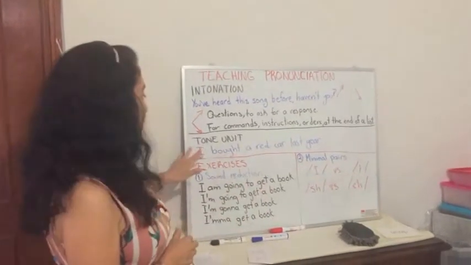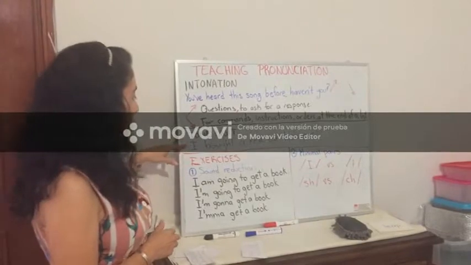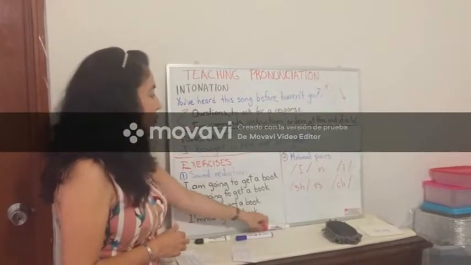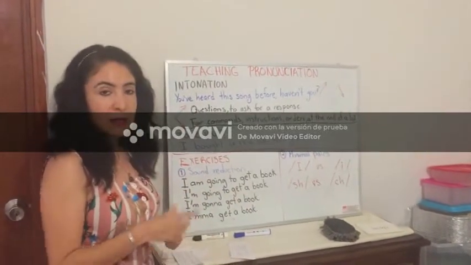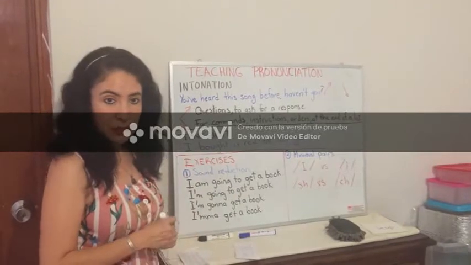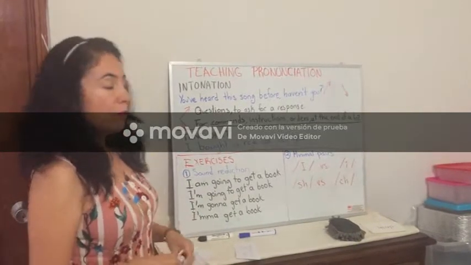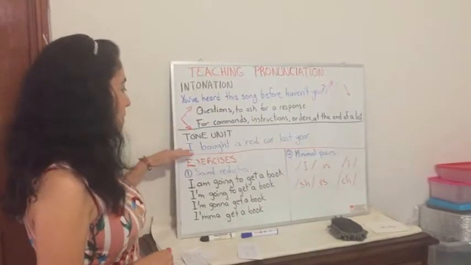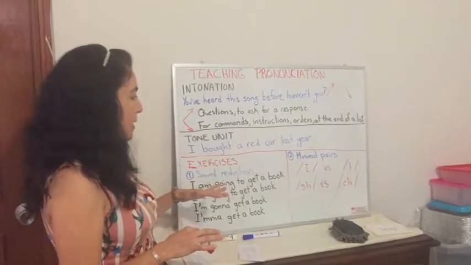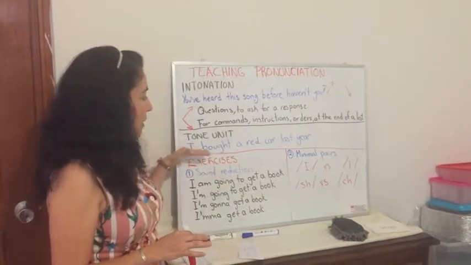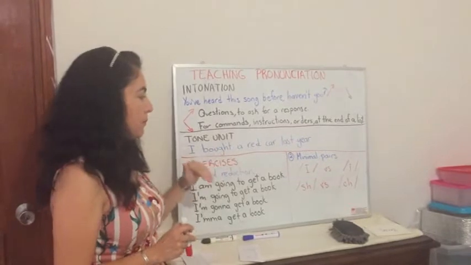Now, for example, in this sentence I've written here, depending on the word I stress, the meaning of the sentence will change. So we have the same sentence. I'm going to try to read it as neutral as I can. I bought a red car last year.